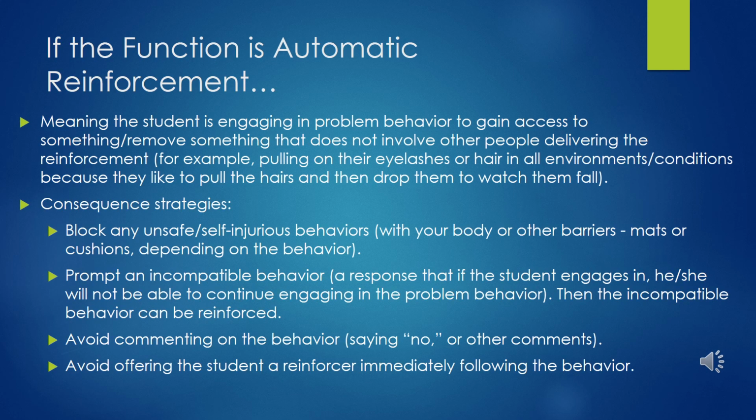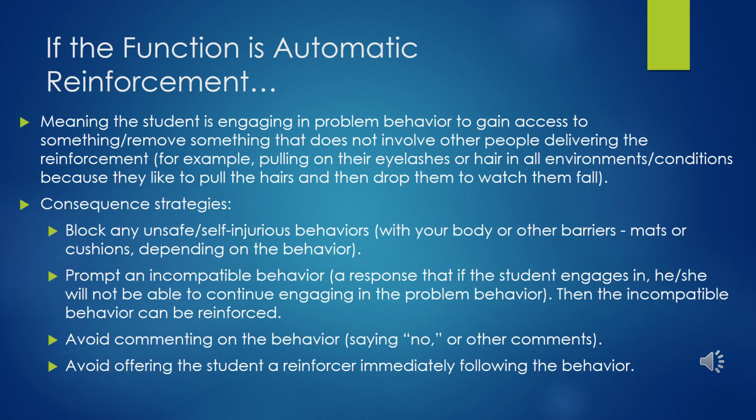Okay, so what if our FBA has determined that the function of problem behavior is automatic reinforcement? And remember, this means that the student is engaging in problem behavior to gain access to something or remove something, but it does not involve other people delivering the reinforcement. For example, pulling on their eyelashes or hair in all environments and conditions because they like to pull the hairs and then drop them to watch them fall. So it's not that they're doing it for attention or to get out of doing something. It's that they are providing their own reinforcement to themselves, and it's just something that they like to do.